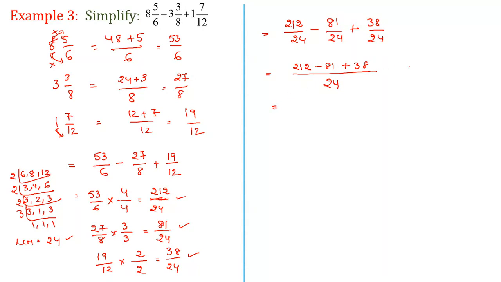First add both positive numbers. I am taking 212 and 38. 8 plus 2 is 10, 3 4 5, 250. Now subtract this 81 from this. 10 minus 1 is 9. 14 minus 8 is 6, 1. So 169. So 169 by 24.